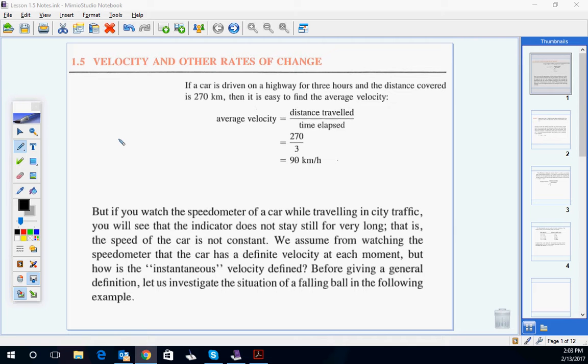Which to me is interesting because when you think about driving a car, it's constantly changing. And that's what this is talking about. If a car is driven on a highway for 3 hours and the distance covered is 270 kilometers, it's easy to find the average velocity: 270 divided by 3, the average is 90. But guys, it's common sense that your car is not going to be at 90 flat for 3 hours straight, okay? Unless you have really good cruise control and really straight road, no hills and nothing else is happening. But in general, you're going to have some stoppage and some starts and some speeding up and passing, all those things. So this is the average, not the instantaneous. Okay, so that's what this is explaining here.